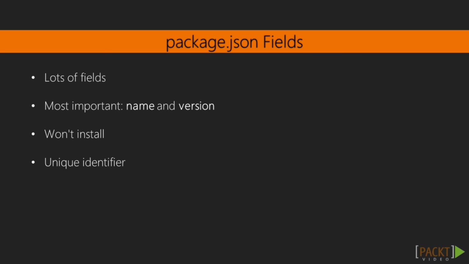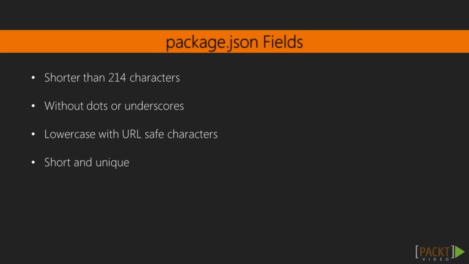The package.json file contains a lot of fields. The most important of them are name and version. They are required, and your package won't install without them. They make a unique identifier for your package, and each change to the package should change the version.